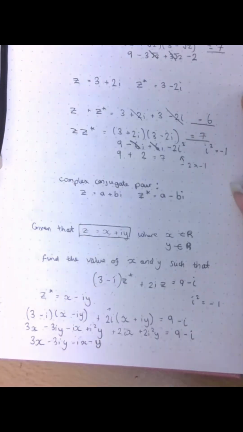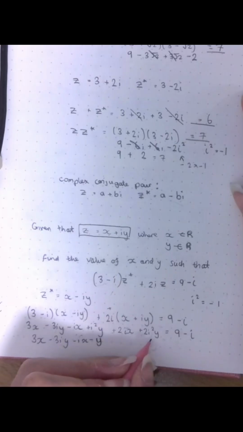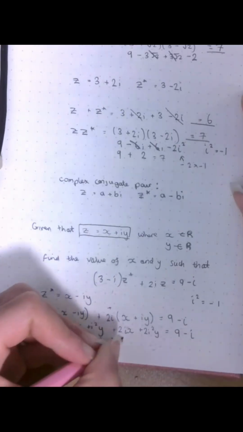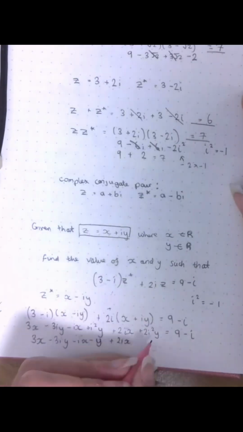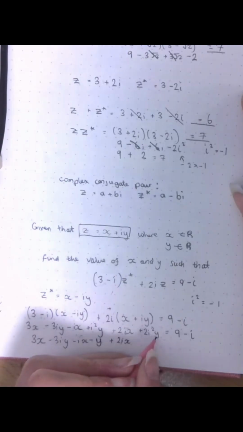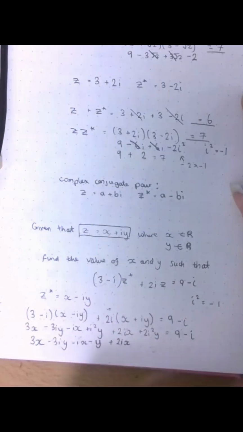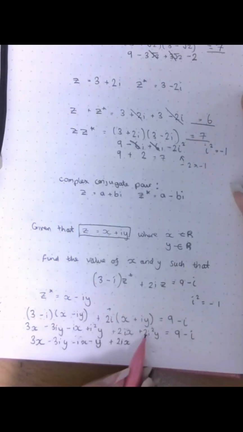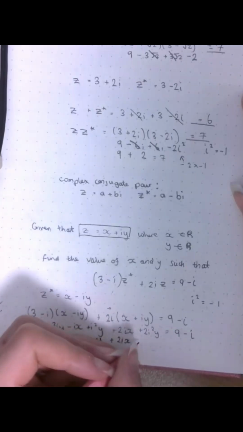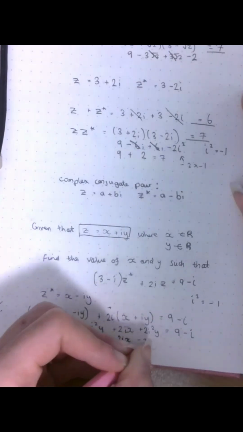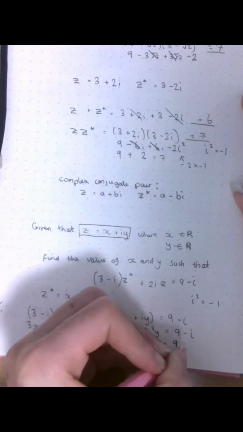And then if we look at this bit here, the plus 2ix will be the same. And then we have 2i squared y. So i squared, we said, is -1. So times that by the 2, that'll be -2. So it'll be -2y is equal to 9, take away i.